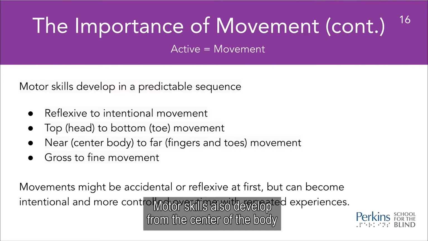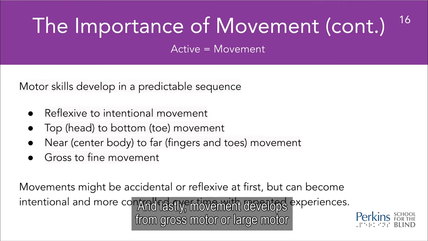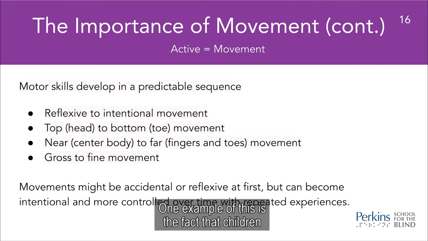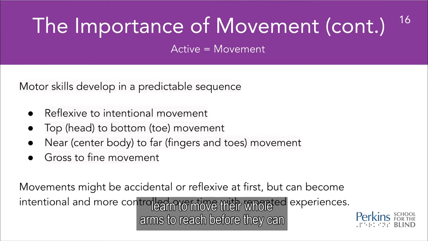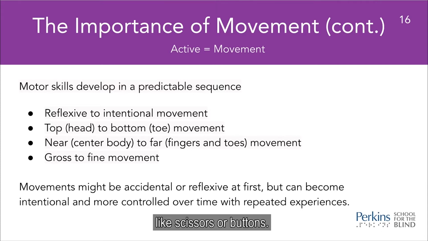Motor skills also develop from the center of the body first, moving outward toward the fingers and toes. And lastly, movement develops from gross motor or large motor skills to fine motor. One example of this is the fact that children learn to move their whole arms to reach before they can manipulate small items in their hands like scissors or buttons.